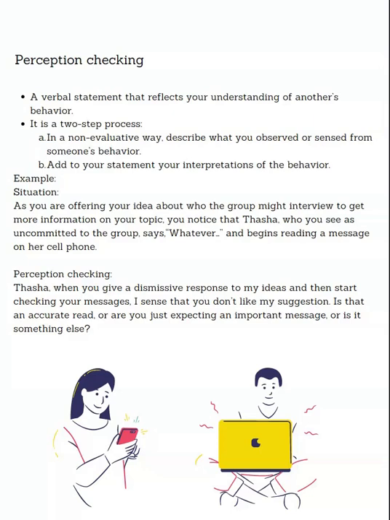You tell the person, "Tasha, when you give a dismissive response to my idea and then start checking your messages, I sense that you don't like my suggestion. Is that an accurate read, or are you just expecting an important message, or is it something else?" By doing so, you are checking why the person is behaving as such in your team. In doing so, you can solve the conflict. You check with them why they are behaving in such a way. Okay, so this is one way of resolving conflict.